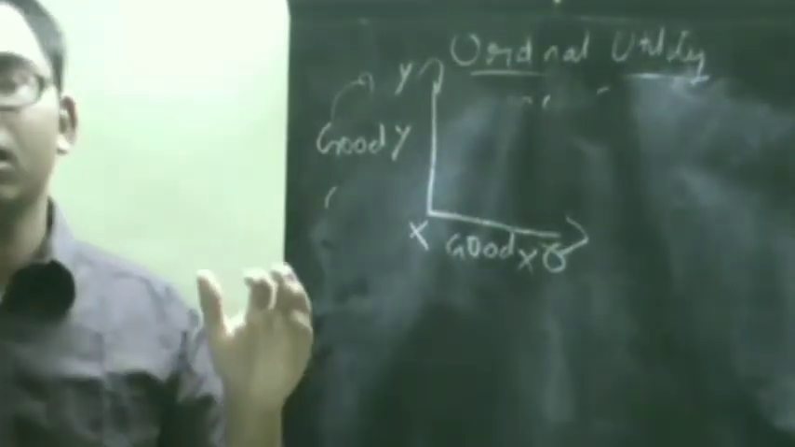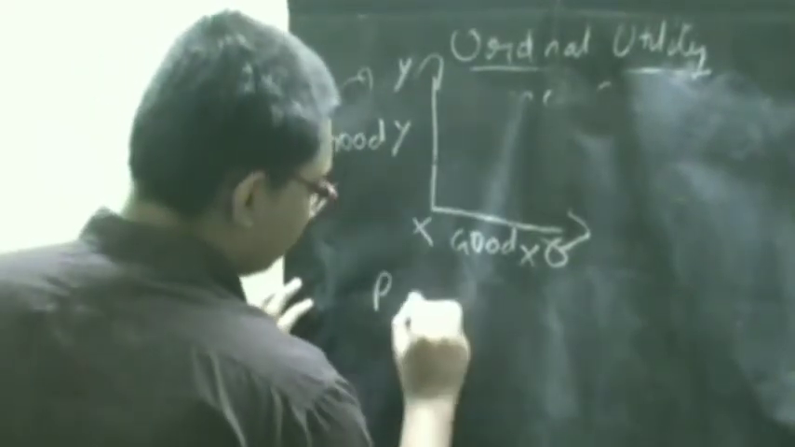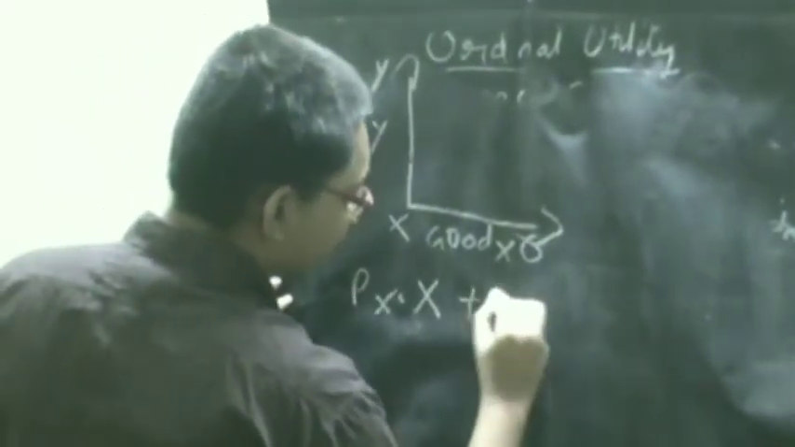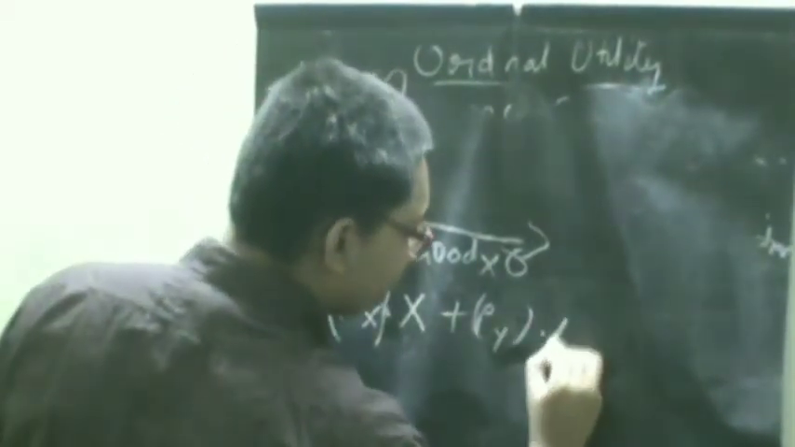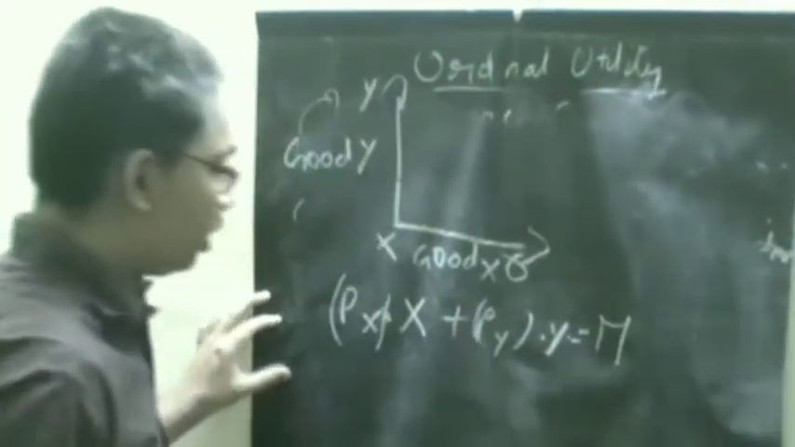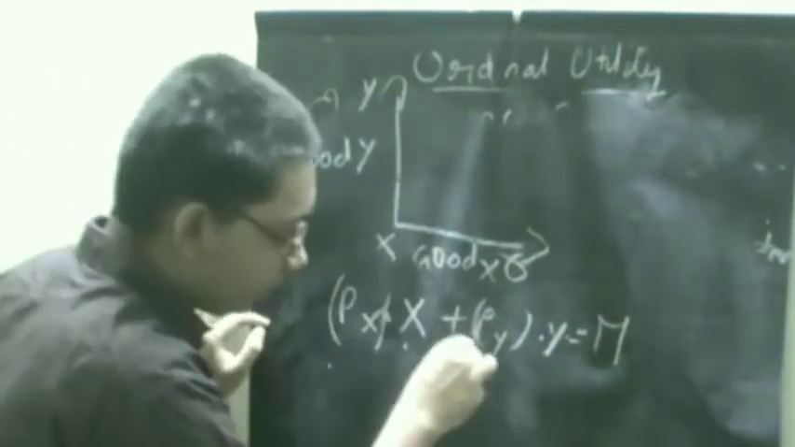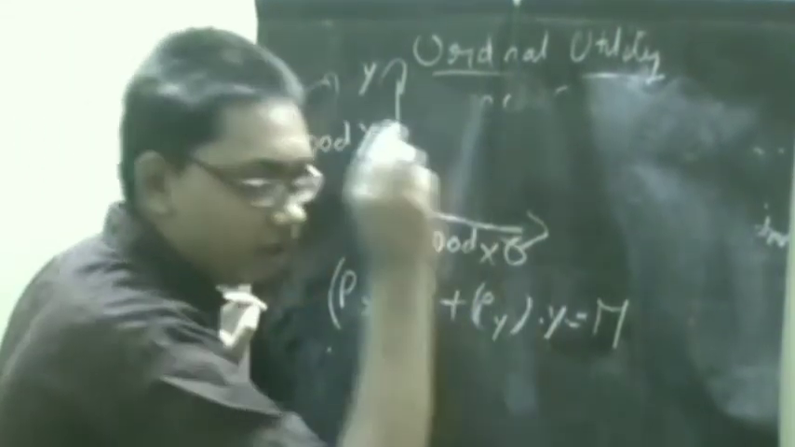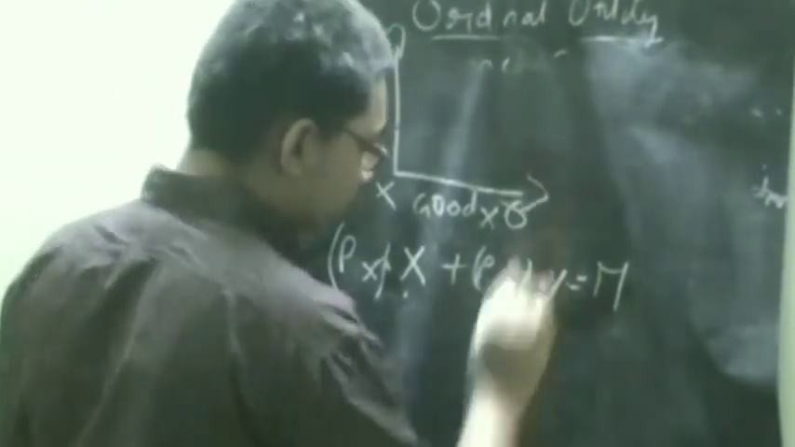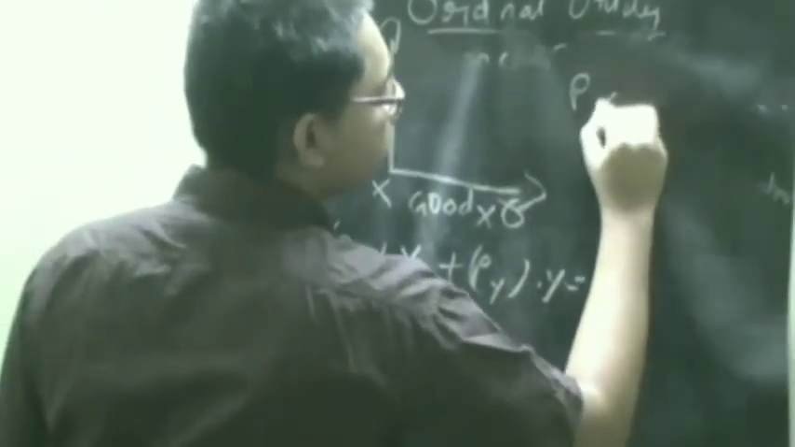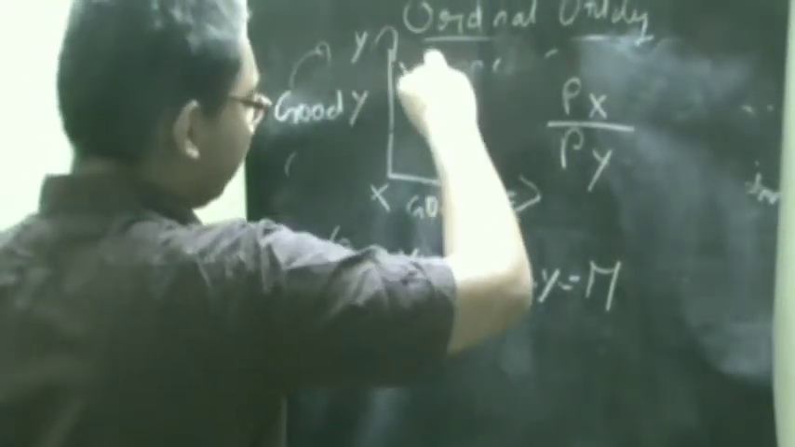What is this budget line? Budget equation you will know from the earlier lesson. Px into X plus Py into Y is equal to M. Px is the price of good X, X is the quantity of good X, Py is the price of good Y, Y is the quantity of good Y, and M is the money income of the consumer. And the slope of this budget line will be equal to Px by Py. Okay, so the budget line will come something like this.